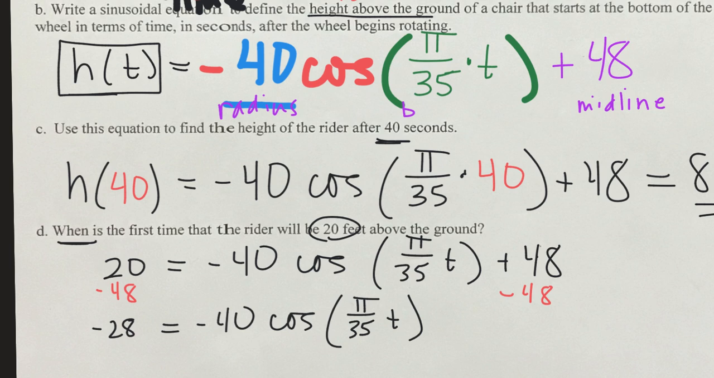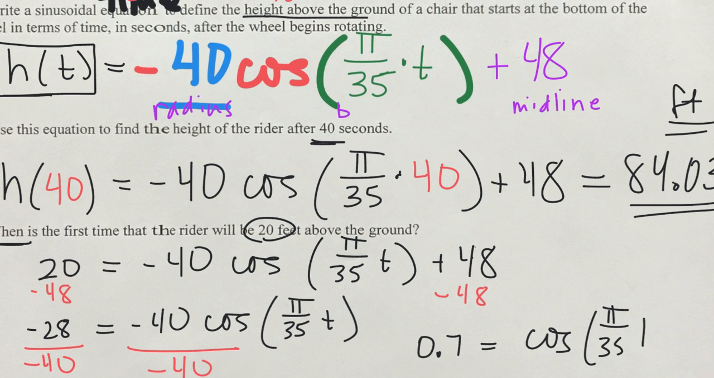Our next step is to divide by negative 40. Okay, be very careful when you do this in your calculator that you have a negative divided by a negative, right? Because the positivity matters. 0.7, or if you have a fancy calculator, you're going to get 7/10. But 0.7 is the same thing as 7/10.